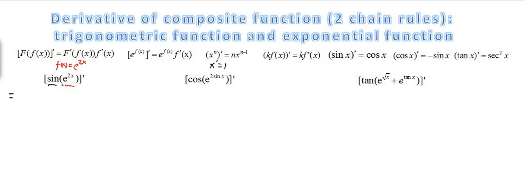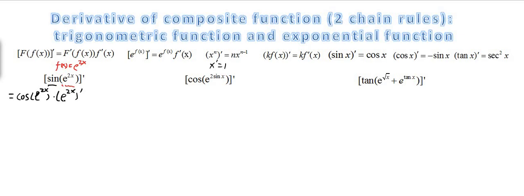Now we can write down the derivative of sine, or the derivative of capital F, is going to be cosine. Okay, and f(x) is e to the power 2x, and times the derivative of f(x). So we have e to the power 2x, prime.